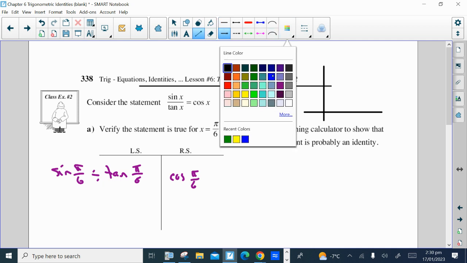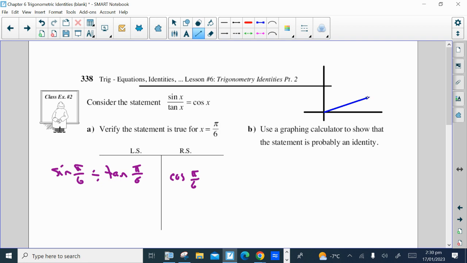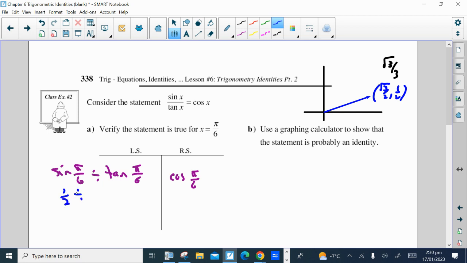So again, where is pi on 6 on the unit circle? It's close to 0. The coordinates there are root 3 over 2, comma, a half, and the tangent was root 3 over 3. It was 1 over root 3 that we rationalized became root 3 over 3. The sine of pi on 6, the sine is the y value, that's a half, divided by root 3 over 3, the tangent of pi on 6.